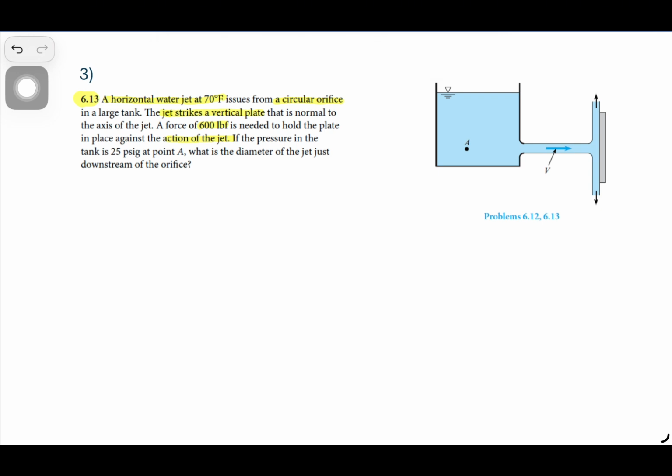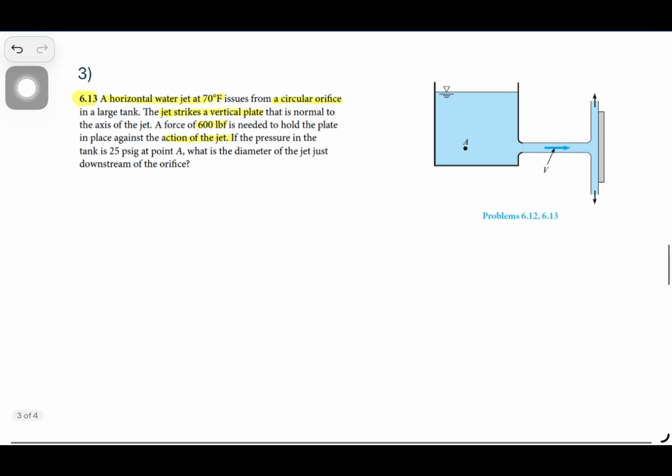This means that we need to apply a force to hold this plate in place. Since we have a force coming from left to right because of the water jet, and as you can imagine, it will be very powerful, it can actually move this plate. But to hold the plate in place, we are applying an opposite force, which is F, and which is given as 600 pound force.